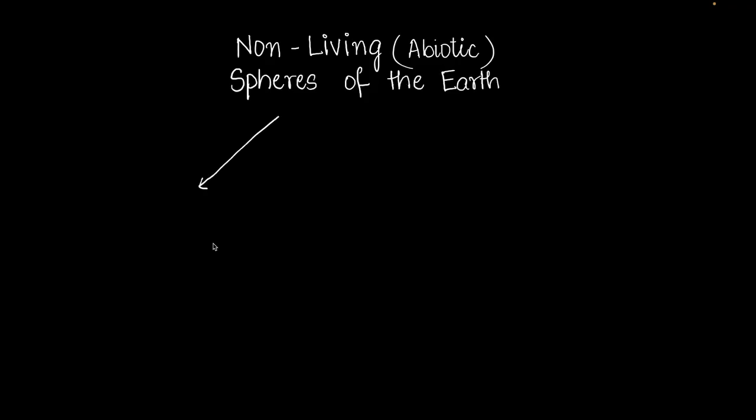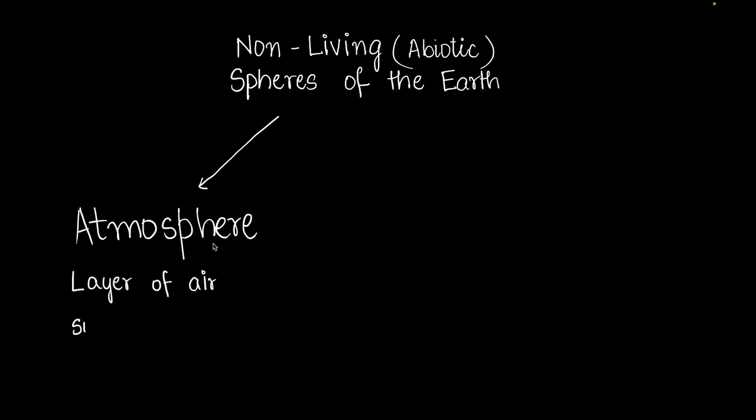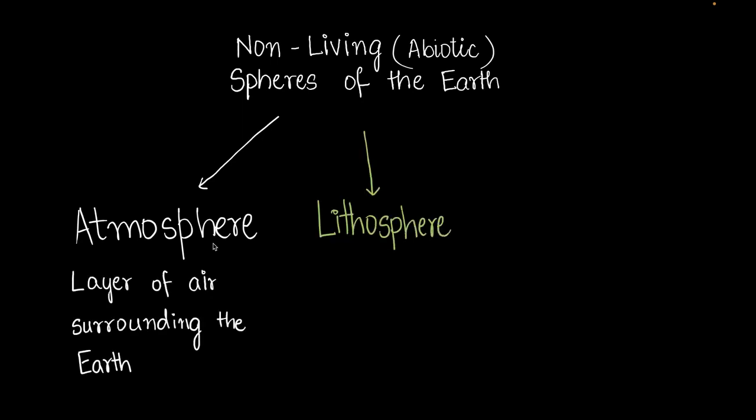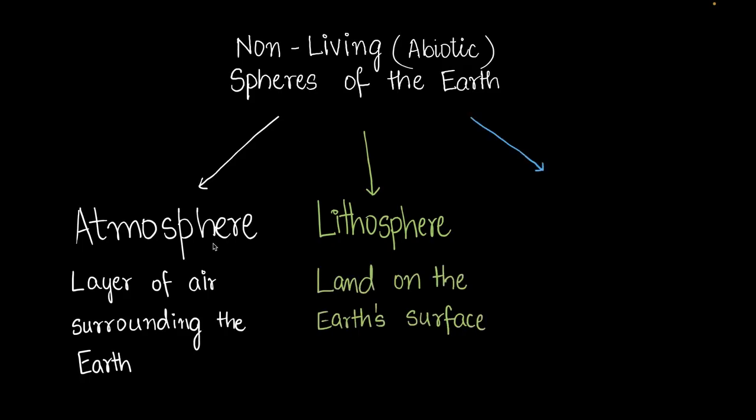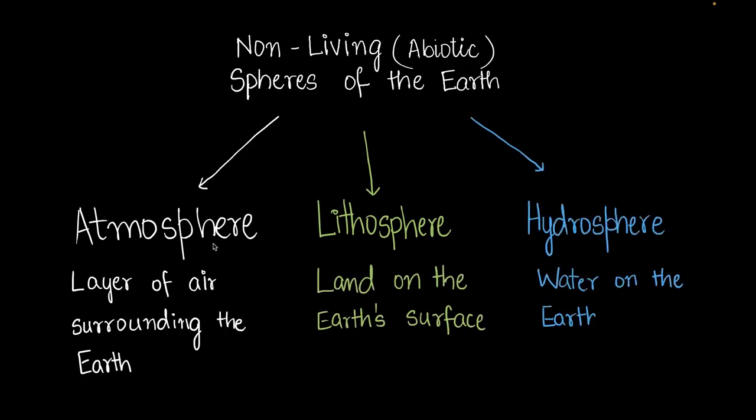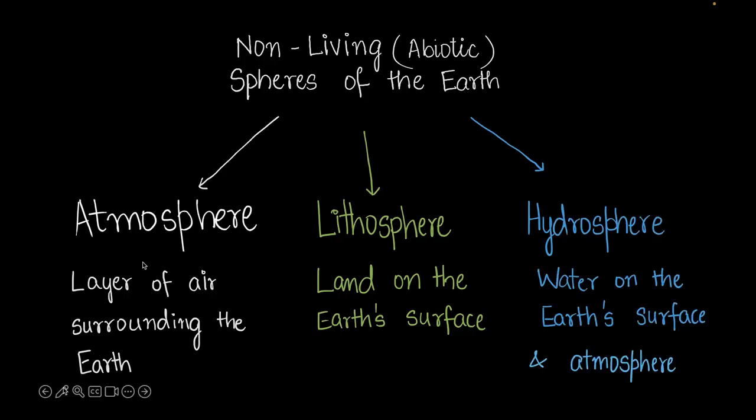And the first sphere is the atmosphere. That's basically the air that surrounds the Earth. The second layer is the lithosphere. This is the land on the Earth's crust. The next is the hydrosphere. Hydro meaning water. So this is all the water on the Earth's surface and in the atmosphere. In this video, we'll be focusing on the atmosphere and the air.